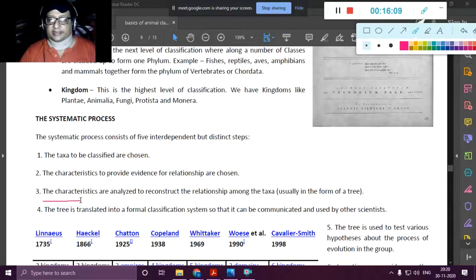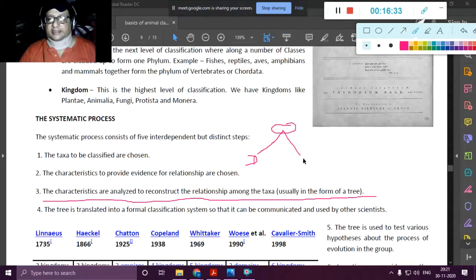The characteristics are analyzed to reconstruct the relationship among the taxa in the form of a tree. Now, dogs and cats belong to the same order, but then you have to show a relationship. Definitely dogs and cats had a common ancestor from which they separated. This became dogs and this became cats. They became separate. So this is known as a tree, a phylogenetic tree, and it is showing the relationship between dog and cat, D and C.